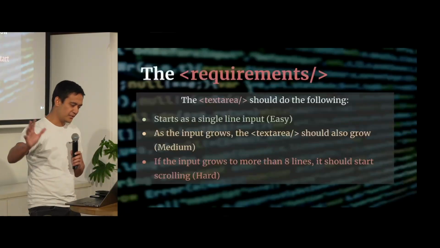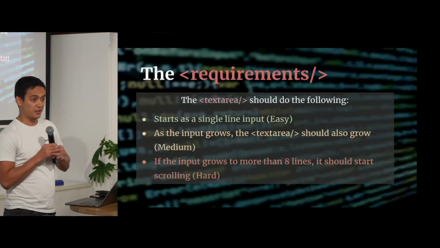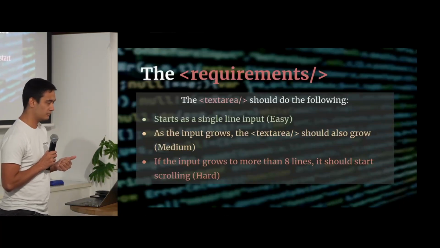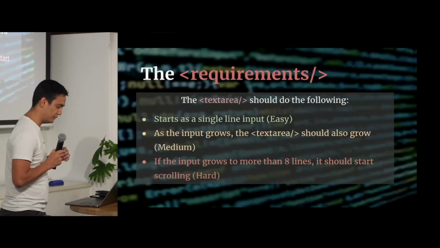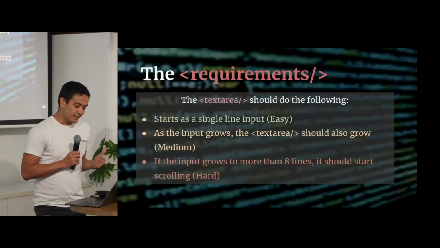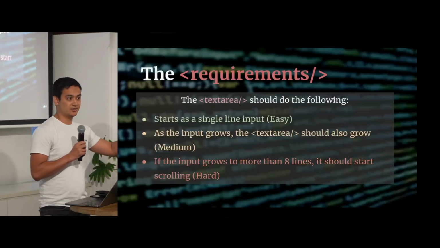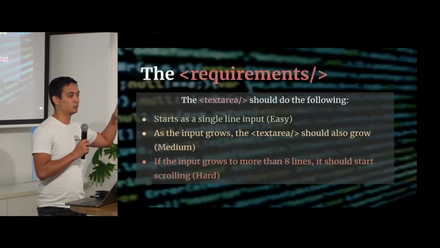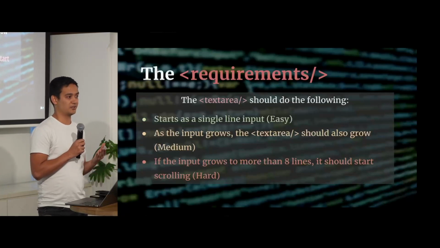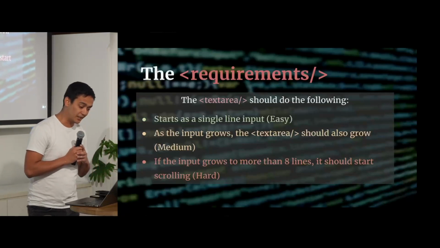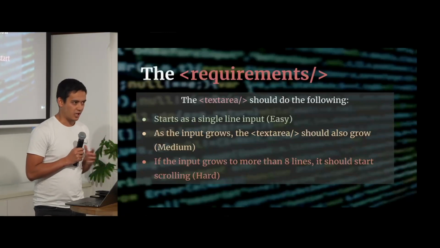So to set the scene, what are the requirements for our text area? It should do 3 things. It should start as a single input, right? That's a pretty easy one. The text area element gives us this functionality by default. Secondly, as the input grows, the text area should also grow. Now this one's a medium because we know based on just the normal API that it gives us, we can't do that, but we can still get information from the text area to make it grow. But the last requirement, if the input grows to more than 8 lines, it should start scrolling.